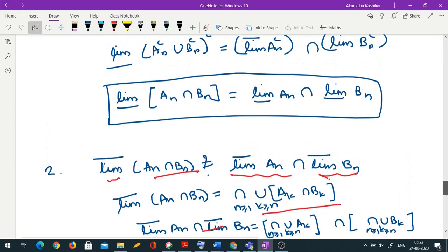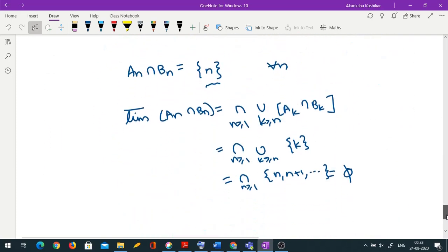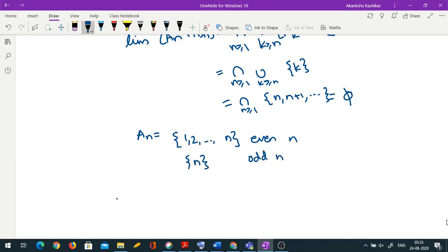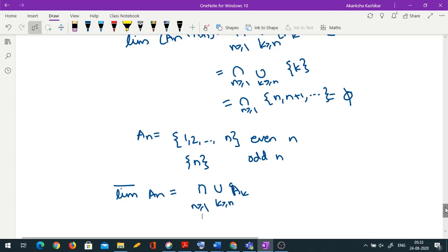And what about lim sup An and lim sup Bn? Let me try that. So because An is 1, 2, 3 up to n for even n and singleton n for odd n, what can I say about lim sup An? So lim sup An is intersection union AK, K greater than or equal to n, n greater than or equal to 1. So let me try.